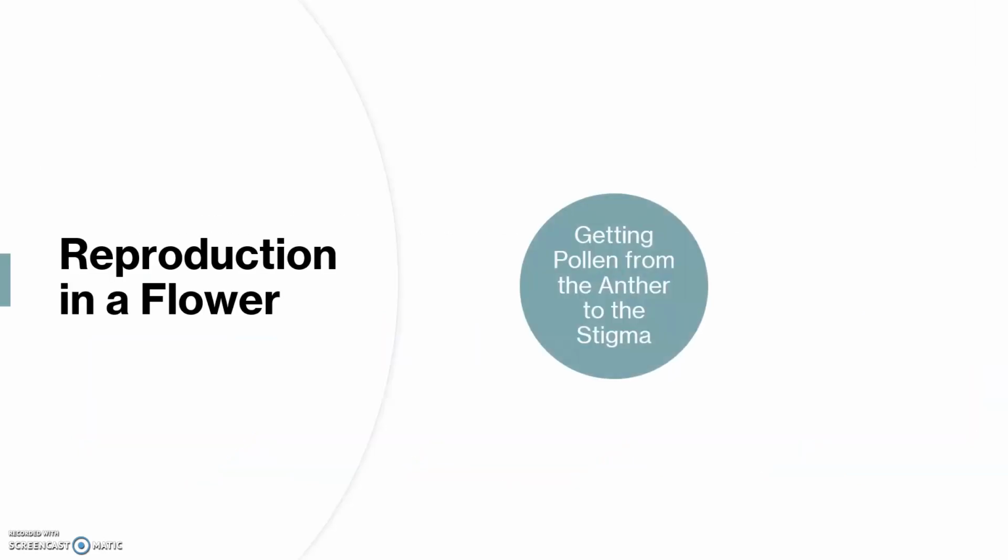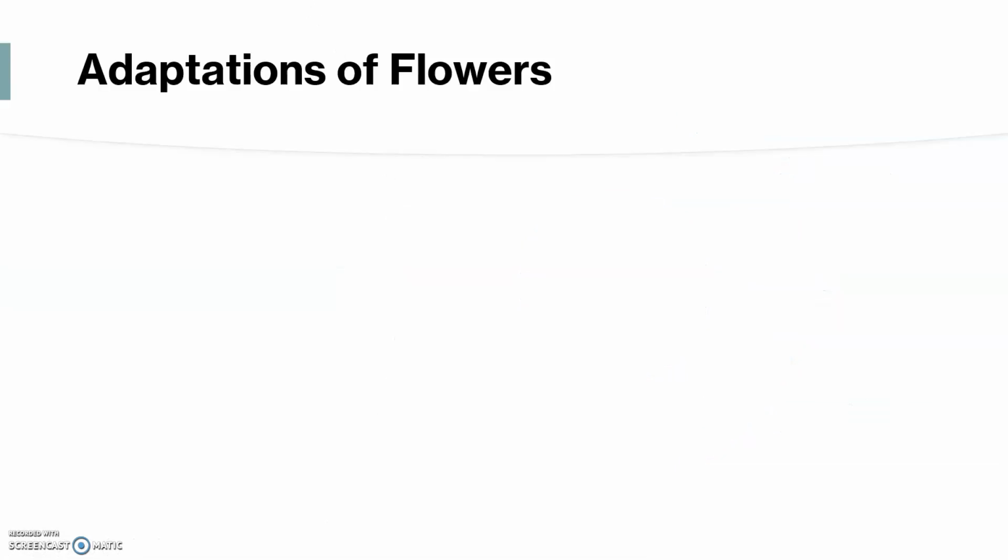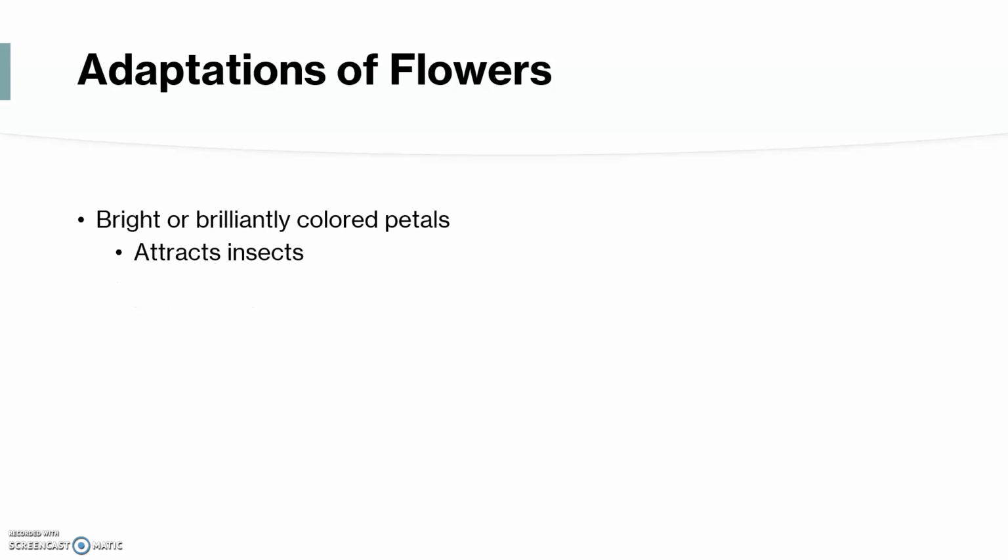How does the pollen get from the anther to the stigma? This is typically done by insects such as bees, the wind, and vertebrate animals such as hummingbirds and bats. Flowers have bright or brilliantly colored petals to attract pollinators. This is one of their adaptations.